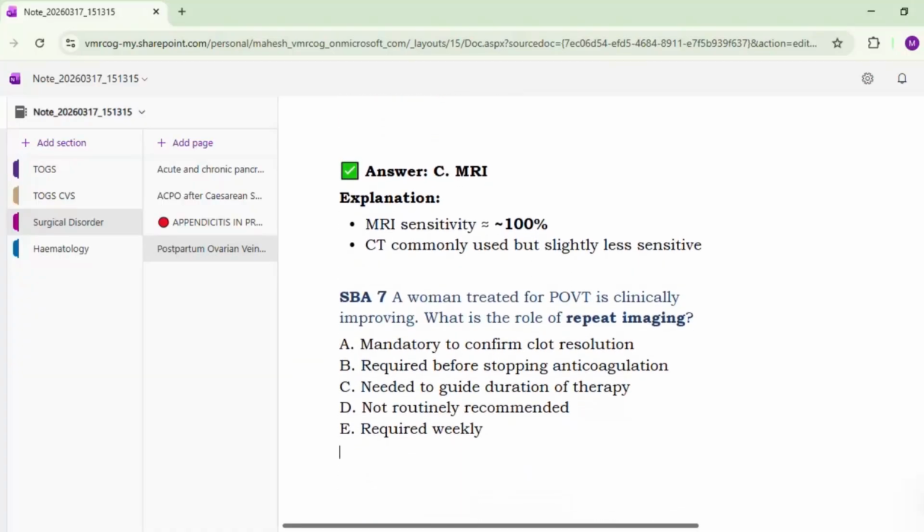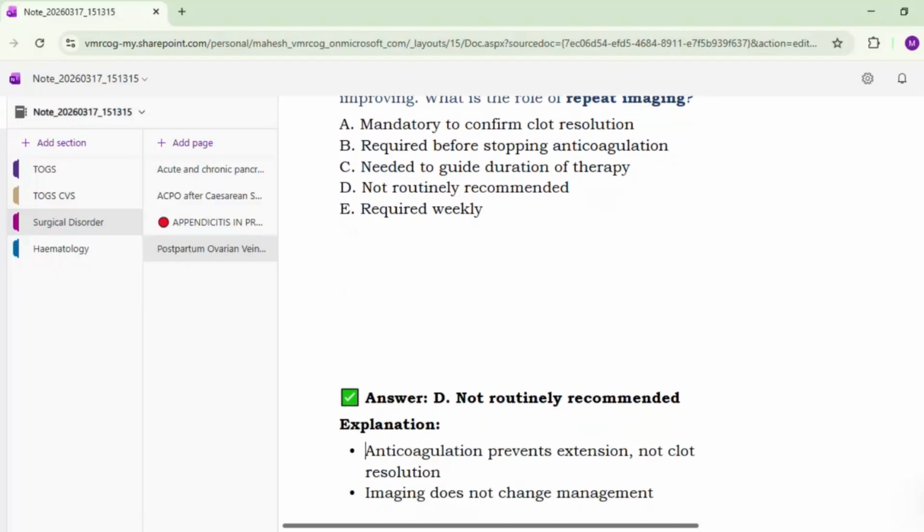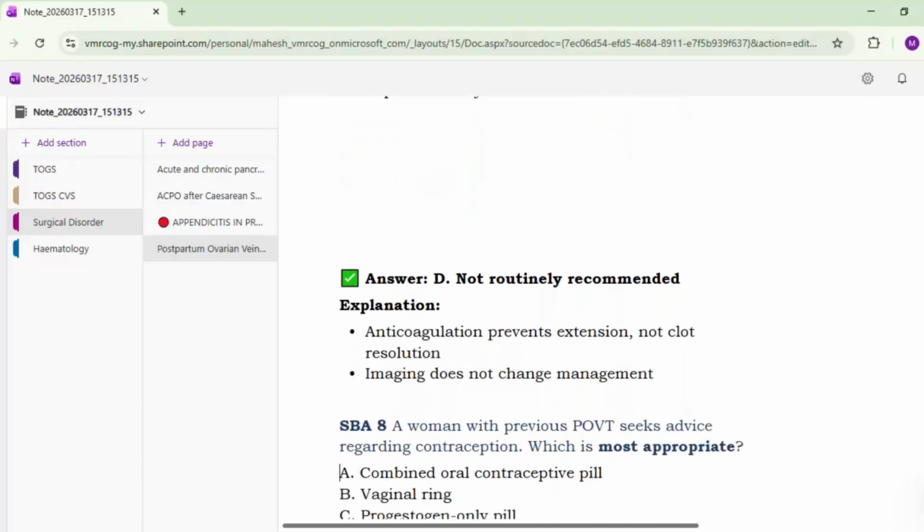Next. A woman treated for POVT is clinically improving. What is the role of repeat imaging? A. Mandatory to confirm clot resolution. B. Required before stopping anticoagulation. C. Needed to guide the duration of therapy. D. Not routinely recommended. E. Required weekly. Yes, D, not routinely recommended. Anticoagulation prevents extension and not clot resolution, and imaging does not change the management.